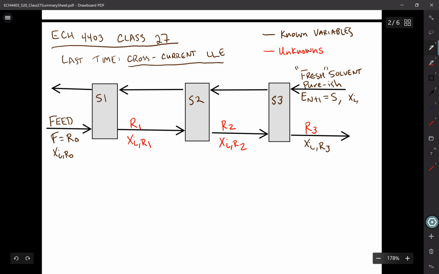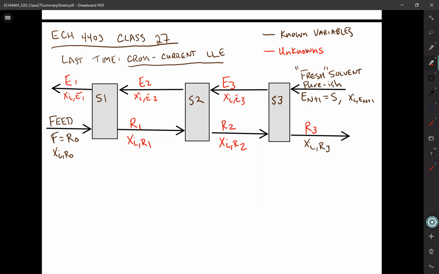And my composition is also known. So Xi, E of n plus 1. And that is necessarily all I know. So I don't know anything else in this diagram. So I've got E3, Xi E3, E2, Xi E2, and E1, Xi E1.